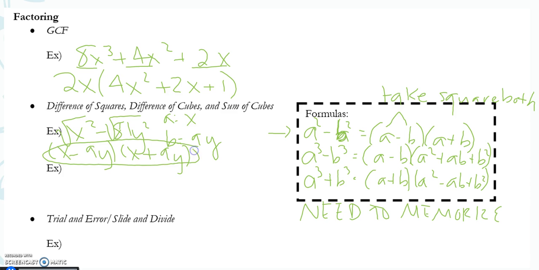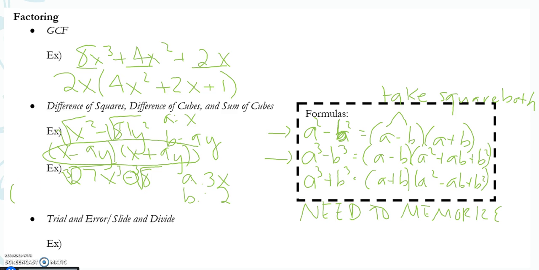There we go. The next one is 27x cubed minus 8. Remember, you have to check for GCF. Neither of these had one, so that's why I'm just going straight to the formula. This time I cube root both of them because it has a cube power. So a, the cube root of 27x cubed, is just 3x, and the cube root of 8 is 2. Then I fill it into the second formula because of the subtraction in the problem.